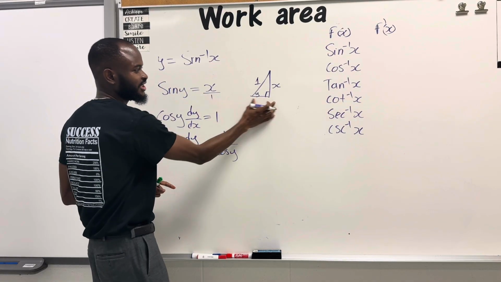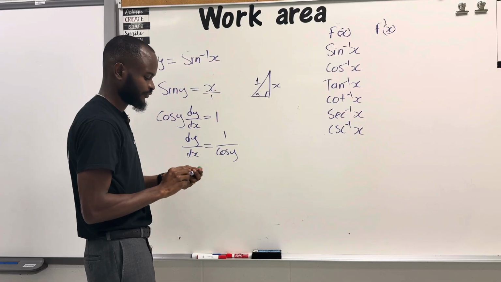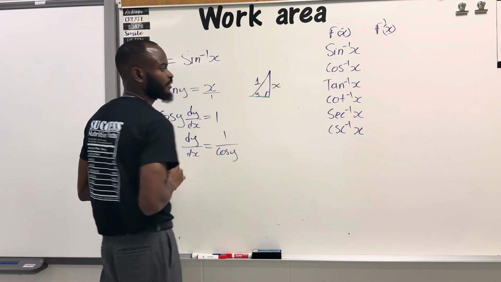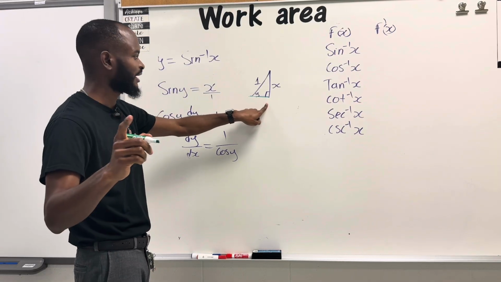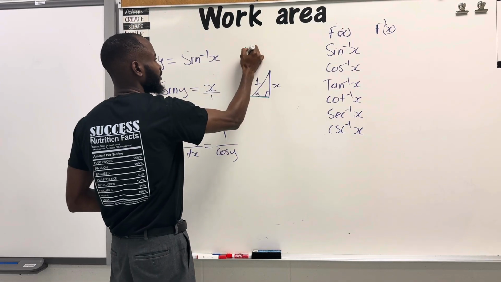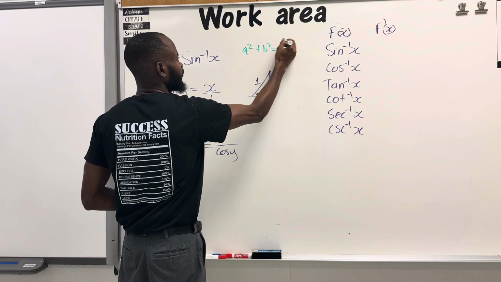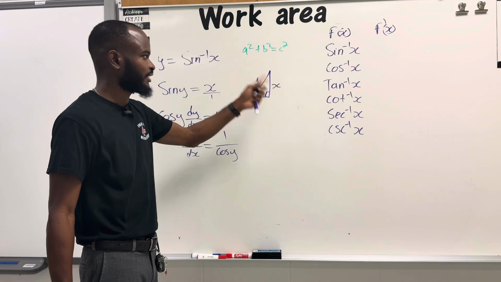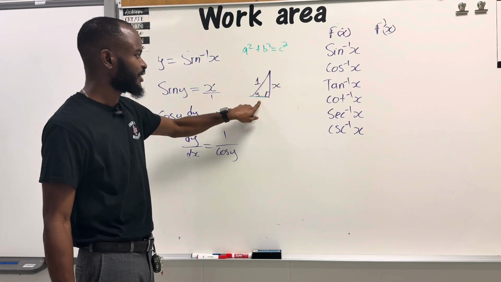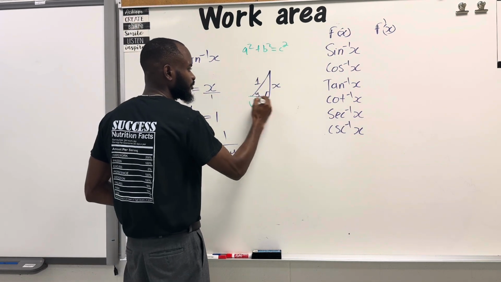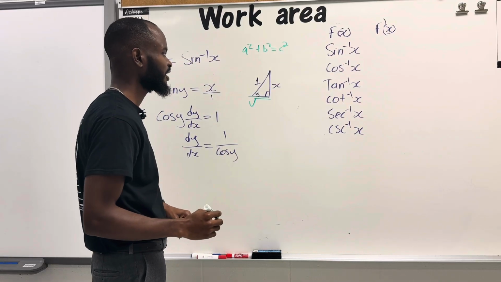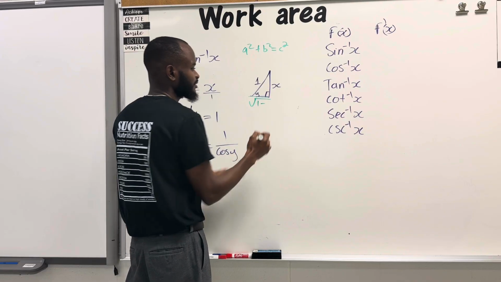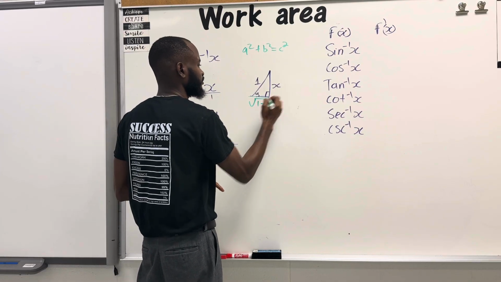Cos of y is equal to the adjacent. This is the adjacent side right here, this side. We can find that using Pythagoras' theorem, the fact that a squared plus b squared is equal to c squared, right? So we have c, a or b, doesn't matter what we name this one, and we could find this, and that's just going to be equal to the square root of 1 squared minus the x squared, right?